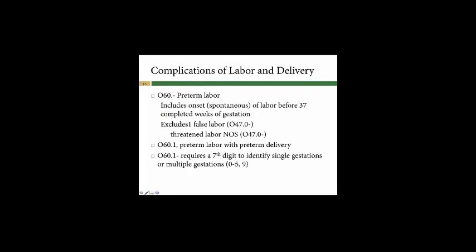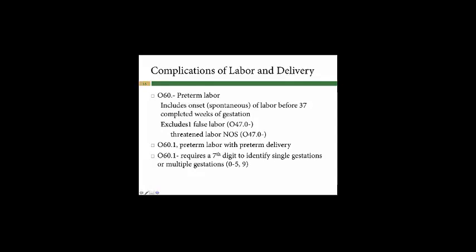Complications of labor and delivery, here are our codes for preterm labor, and it tells us it excludes false labor or threatened labor, and then preterm labor with preterm delivery. And this requires a 7th digit. So we would use a 7th digit even if the mother had only 1 baby, and that would be the digit 0. And how do you know that?